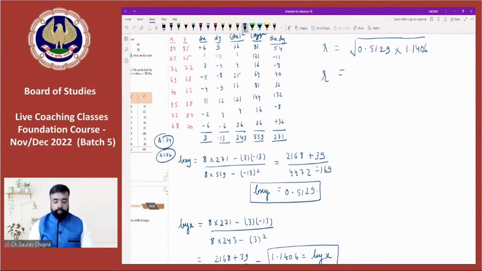So come on everyone. r will come in between these two values. Yes, most of you have given the answer: 0.7648. Yes.